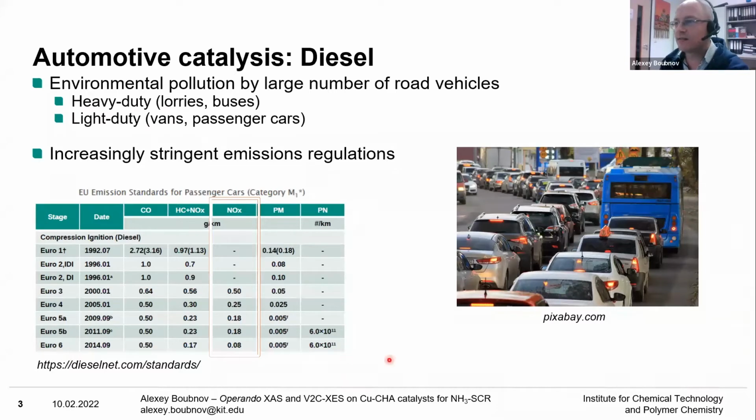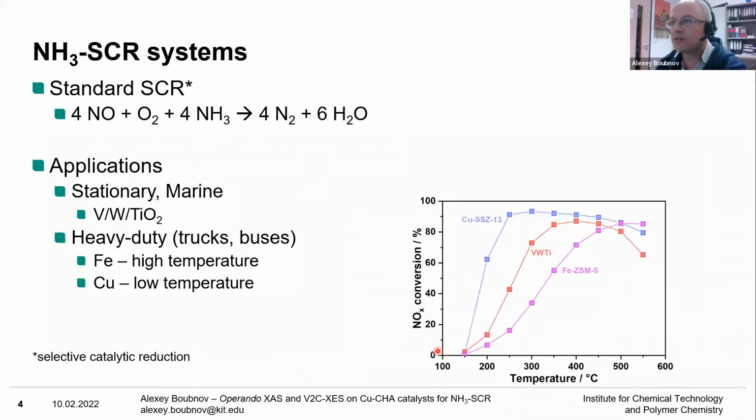So in Europe at the moment is the 6C emission standard, which demands that all the pollution components are decreased. In this talk, I will focus on the abatement of nitrogen oxides. And in diesel cars, there are several catalysts installed in a row. So depending on the application, whether it's stationary or marine, heavy duty or light duty, we typically use different catalysts to reduce NOx with ammonia.